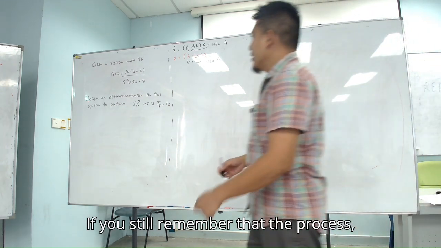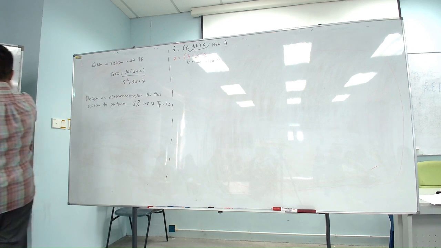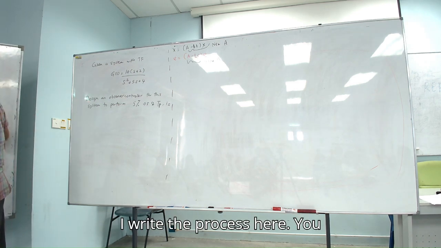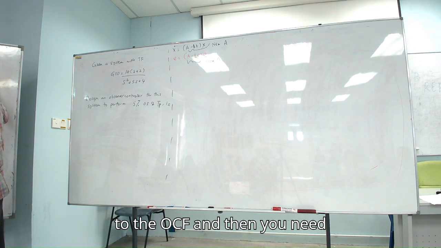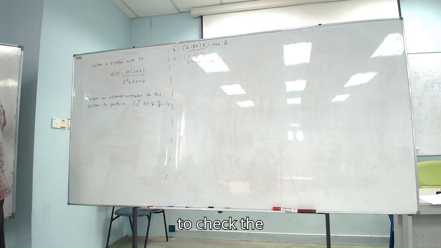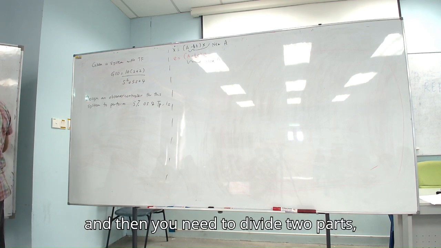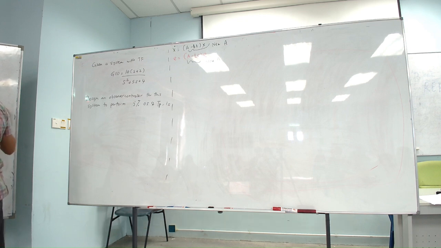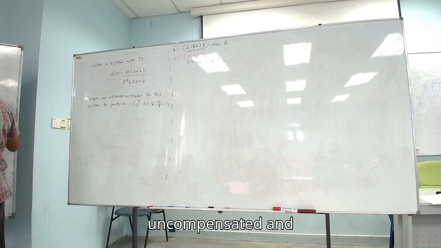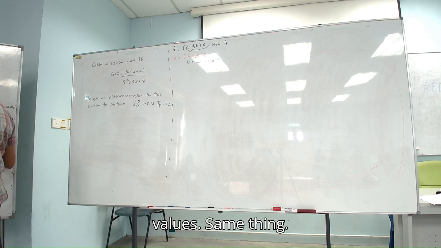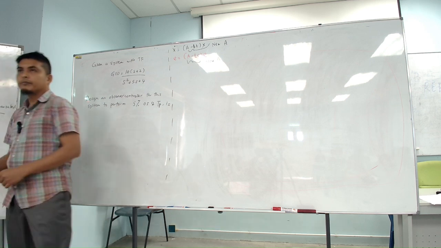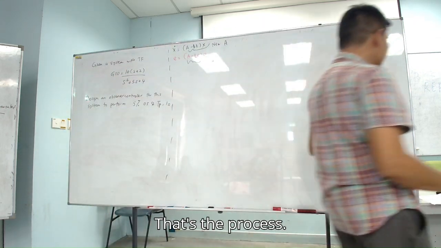If you still remember the process, I write the process here. You have a transfer function, you need to convert to the OCF, and then you need to check the observability, and then you need to divide into two parts, compensated, uncompensated, and then after that you need to find the L values. Same thing. Okay, that's the process.